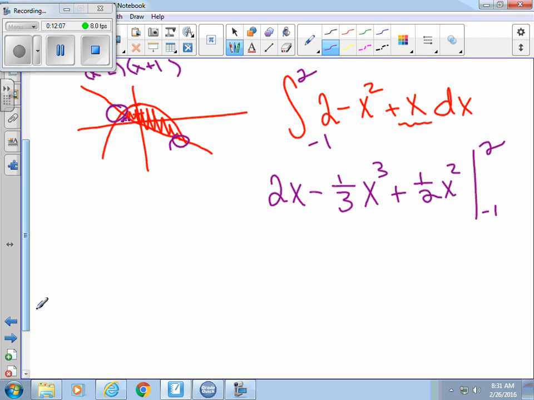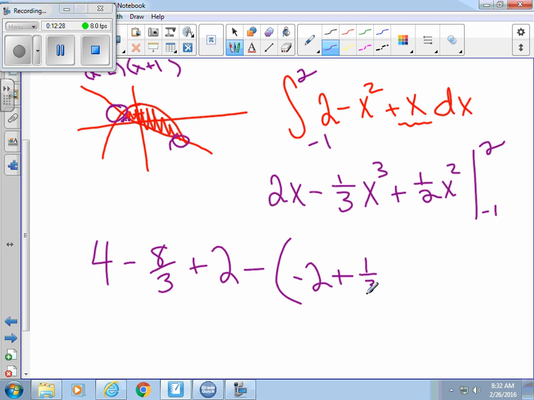Are we going to do an example? We will. 4, I'm just going to write it all out, minus 8/3 plus 2 minus negative 2 plus 1/3 plus 1/2. Does that look right?